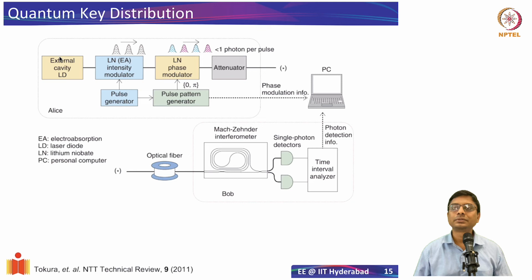What is the kind of distance they've seen in this kind of transmitter receiver?